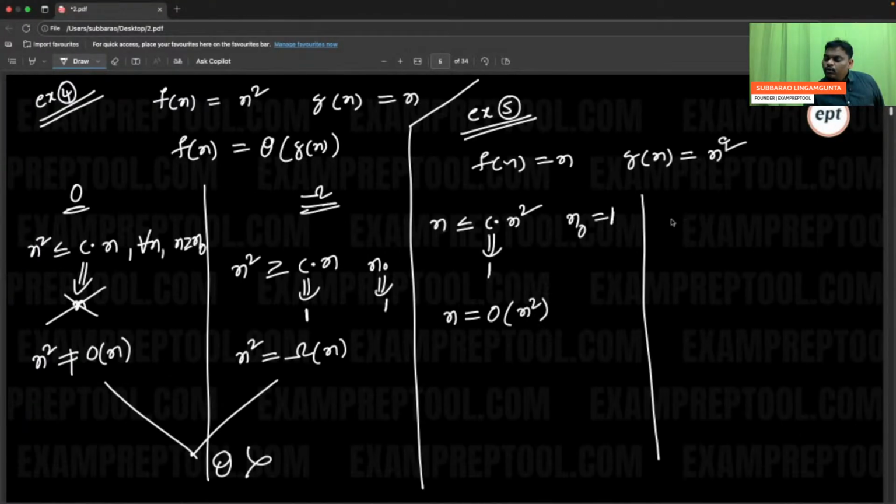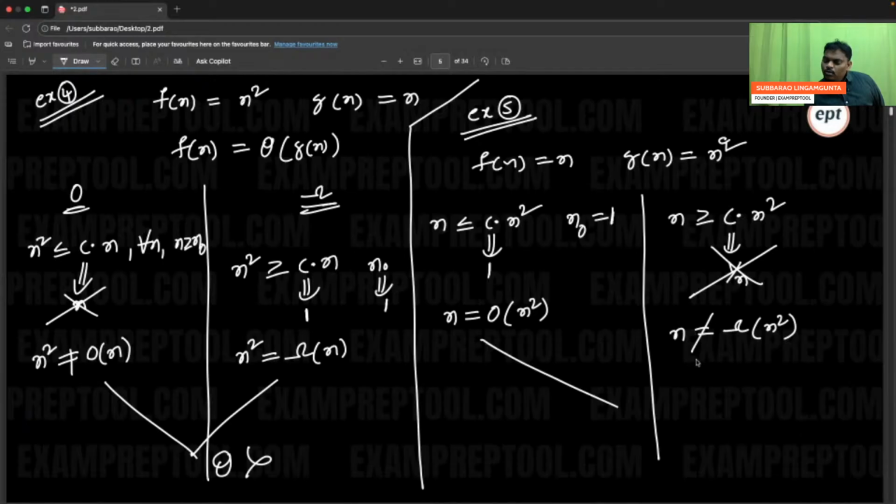Now if you go to the omega, n is greater than or equal to some c into n square. Comparing left and right, already right is bigger, but you want to prove left is bigger. How is it possible? The c value, how to take, 1 by n or 1 by n plus 1, something like that. 1 by n is a function, you cannot take. So n is omega of n square is not possible. Both must be possible for theta, because one fails, theta fails. So please take care.